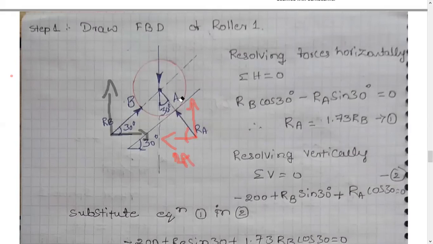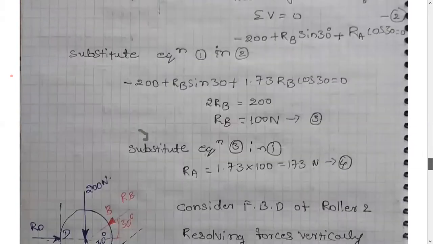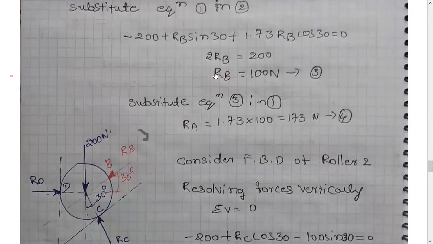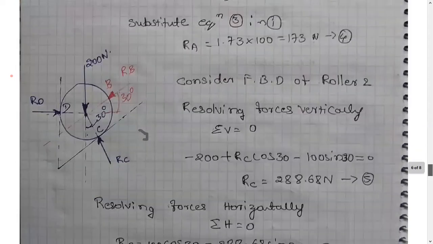In the same way you resolve for the vertical force, that is summation of V equal to 0. Then from equations 1 and 2 we can easily get the unknown RB and RA values. After you obtain that, apply the same free body diagram to the other sphere or roller. The free body diagram of the roller appears like this: the self weight of 200 Newton is acting downwards, there is a contact surface at C, and there is a contact surface from the vertical wall at point D.